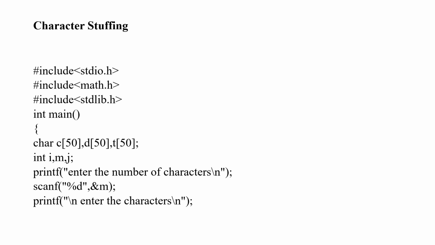Character stuffing is everything the same. Here you will be using the math and library files, and instead of using an integer, you are using characters: C of 50, D of 50 and T of 50. Here you're initializing some I, M, J for the particular loop.